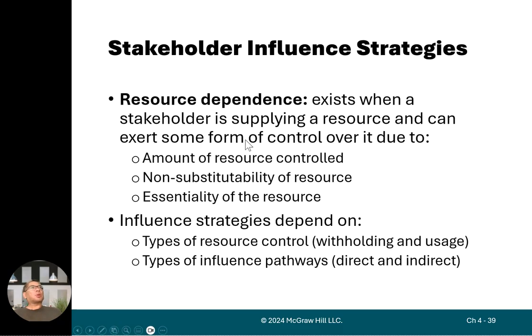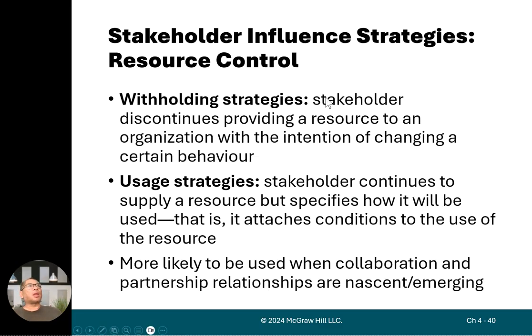Okay, resource dependence. In terms of stakeholder influence strategies, resource dependence exists when a stakeholder is supplying resources and can exert some form of control over the organization, due to the amount of resource control, non-sustainability of the resources, and how essential the resources are. The influence strategy will depend on the type of resource control, such as withholding and usage, and the type of influence pathway, such as direct or indirect. And then the withholding strategy: stakeholders discontinue providing a resource to an organization with the intention of changing a certain behavior.